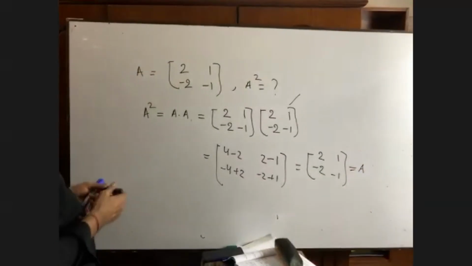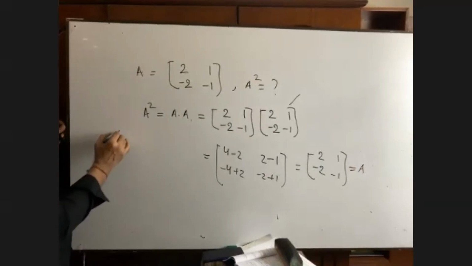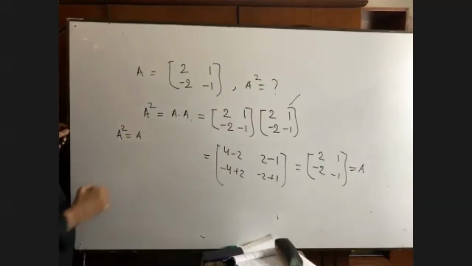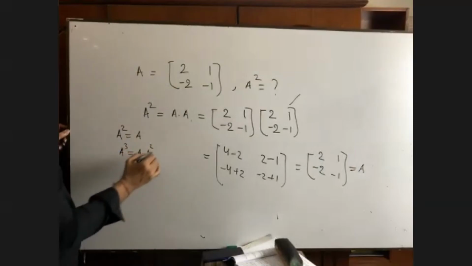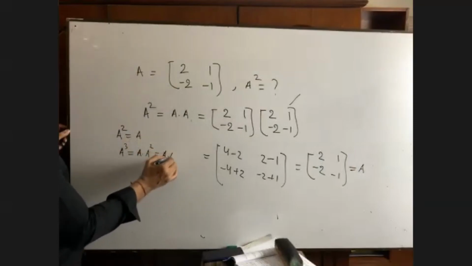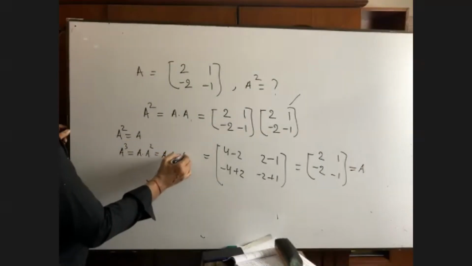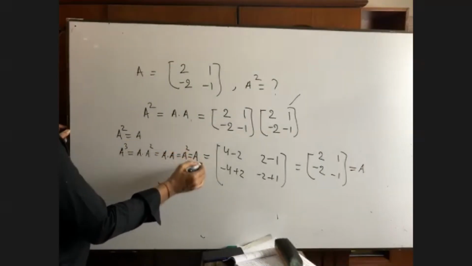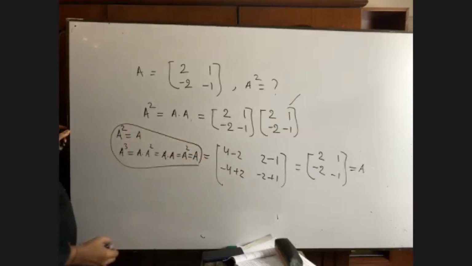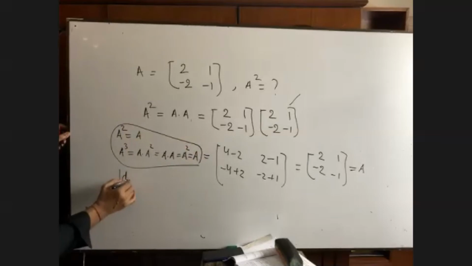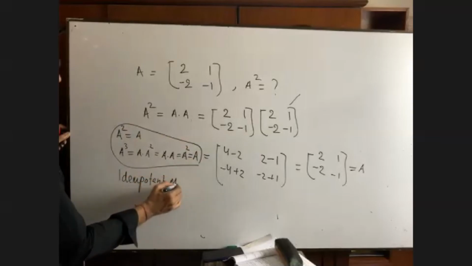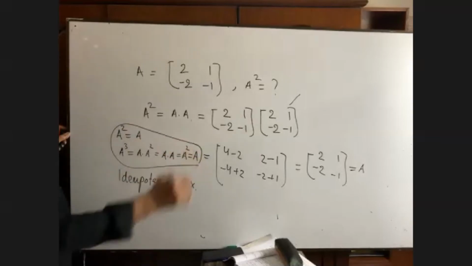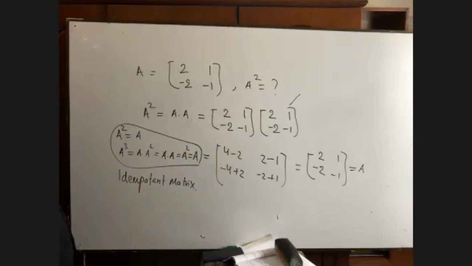If we get anywhere, A square equals to A cube equals to A into A square. A square means A into A, that is A square, that is equal to A. In this type, if we get anywhere, this is known as idempotent matrix. A is an idempotent matrix if A square equals to A cube equals to A.